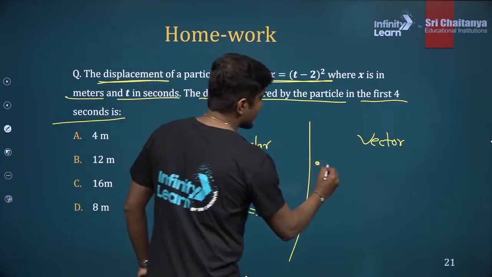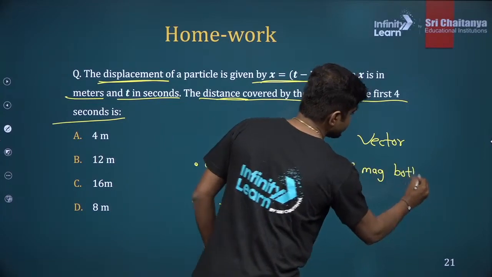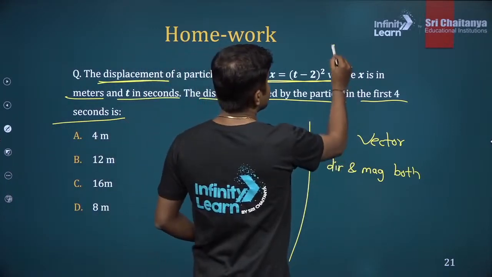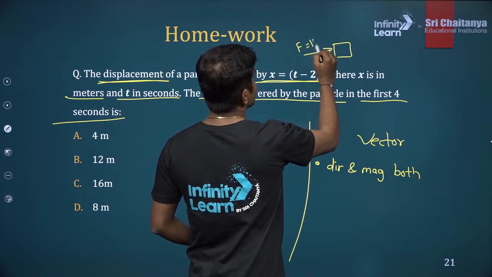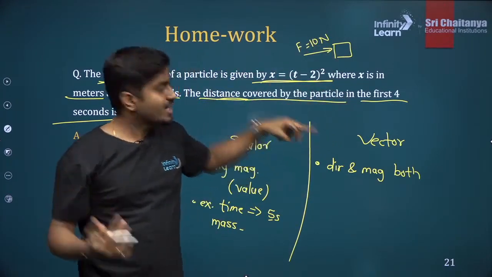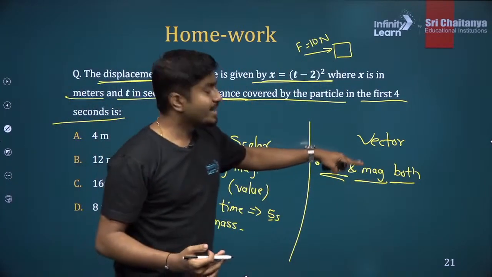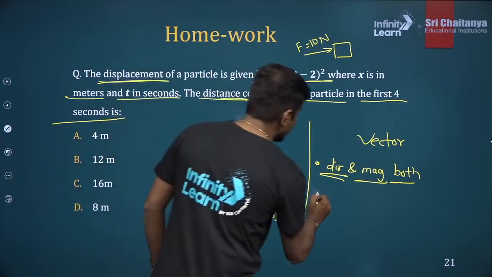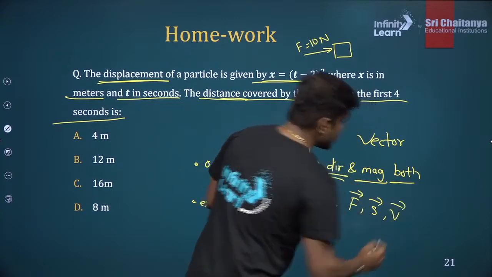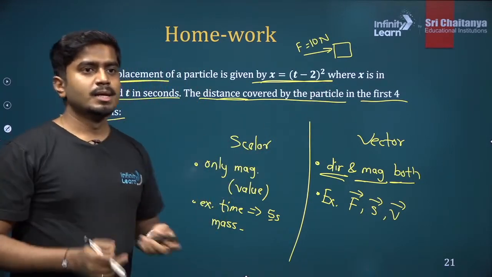Now what are the vectors? They have direction and magnitude both. What is the example? Force. Let's suppose there is an object and you apply a force of 10 newtons. So now here you see there is a value. How much force? 10 newtons. And what direction? This is the direction. So it has both magnitude and direction. Such quantities are called vectors. Examples are force, displacement, velocity. These are examples of vector quantities, right? Clear? Easy everyone? So that's it for today.